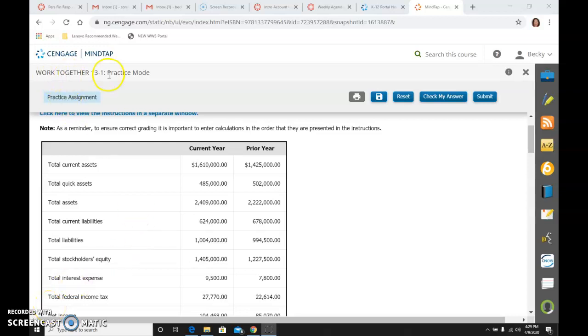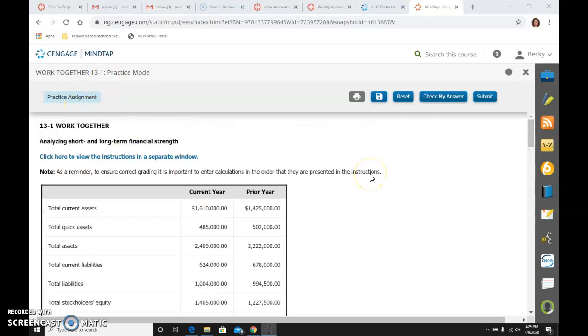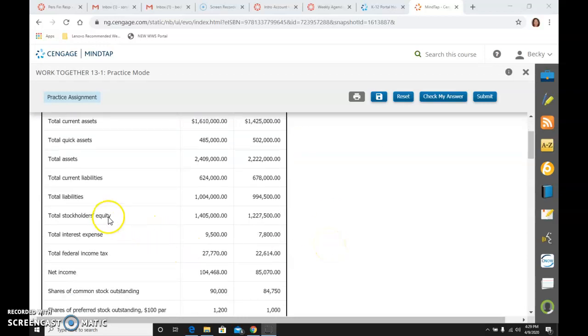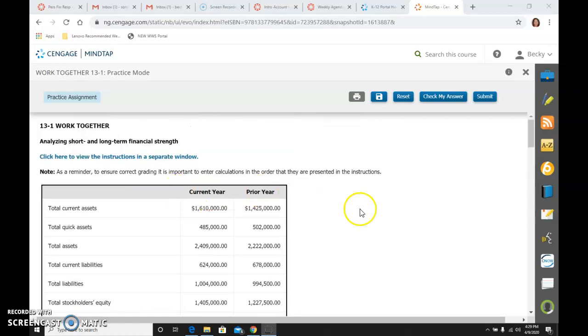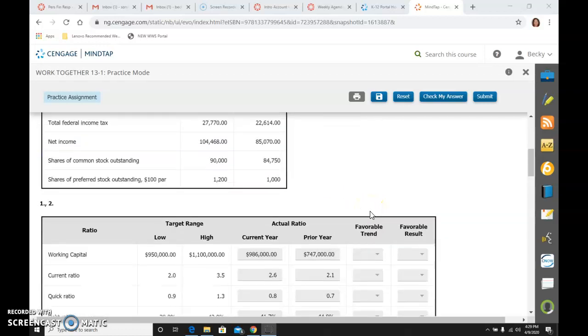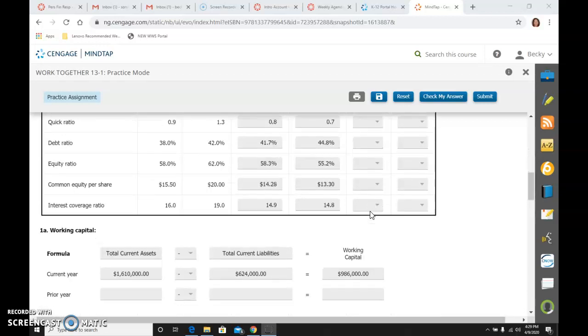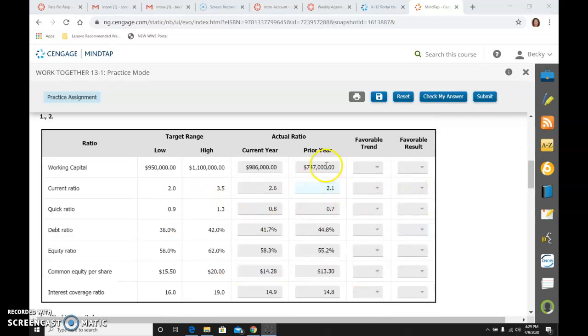All right, we're going to do the work together 13-1, and it gives us the directions here and provides us information from the balance sheet, statement of equity, income statement that we need in order to do this, and it has current year and prior year. So I'm not going to probably flip back up to that. Then it gives the summary table, which I've already put the calculation and answers in for. So I'll let you pause this and copy that.